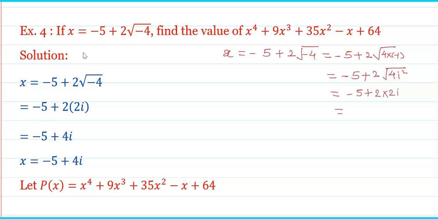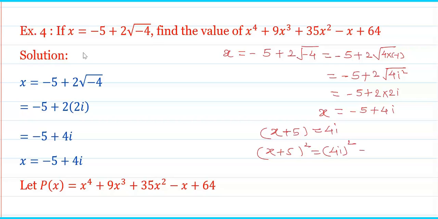Okay, that is equal to minus 5 plus 4i, and therefore here you will get x is equal to minus 5 plus 4i. Again, this can be written as x minus 5 will become plus 5 if we take it to the left hand side. x plus 5 is equal to 4i.